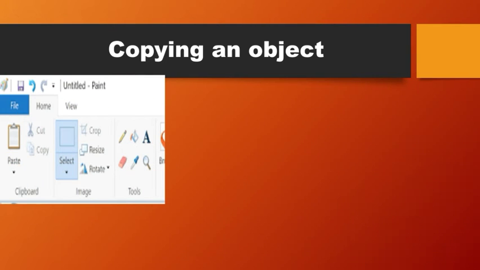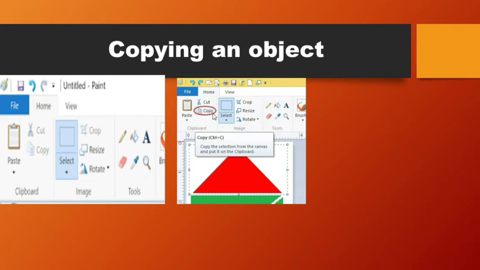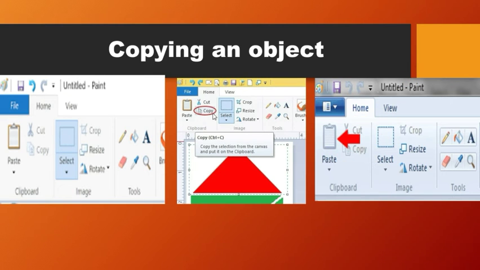Select the object that needs to be copied using the Select tool about which we had learnt earlier. Click Copy in the Clipboard group of the Home tab. Click Paste in the Clipboard group. A copy of the object appears at the top left corner of the canvas. You can drag it to any location you want.